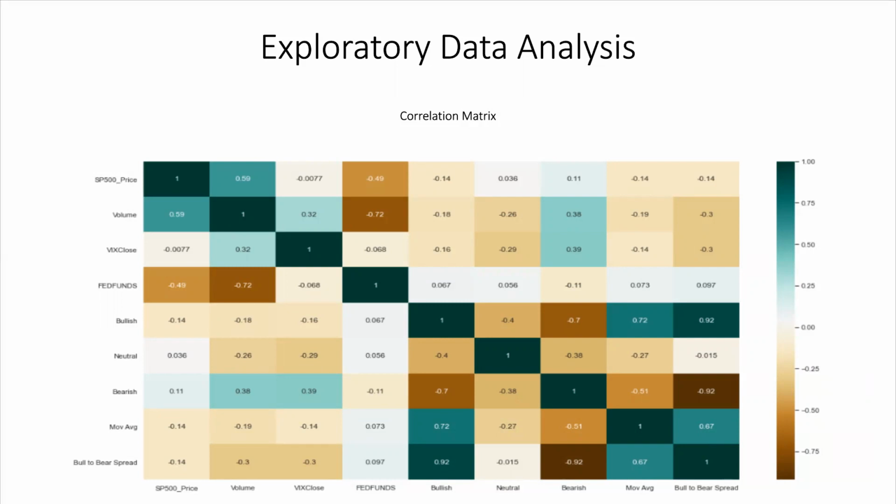The trade volume has a decently high correlation with the S&P 500 price at 0.59. So the more trades in a given week, the more the S&P 500 tends to go up. And then we have negative 0.49 for the Federal Reserve interest rate. So as interest rates increase, the price for the S&P 500 tends to decrease. And then we have some lightly negatively correlated variables for the consumer sentiment. The bullish is about negative 0.14, and the bull to bear spread is very similar as well.